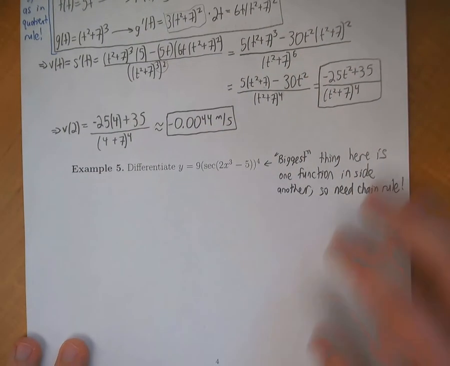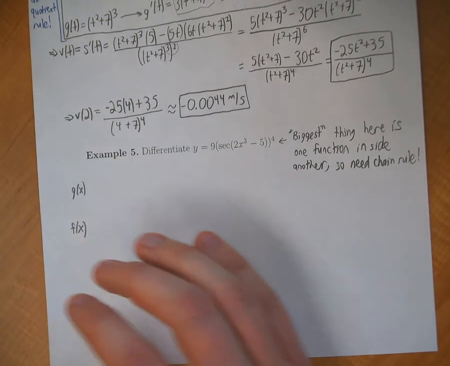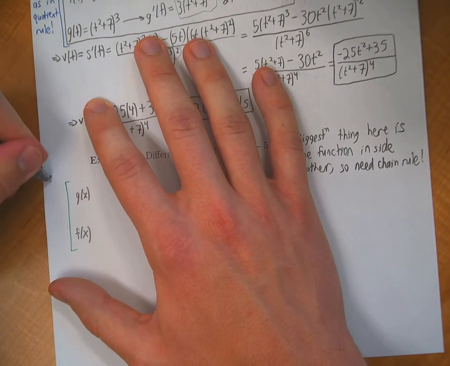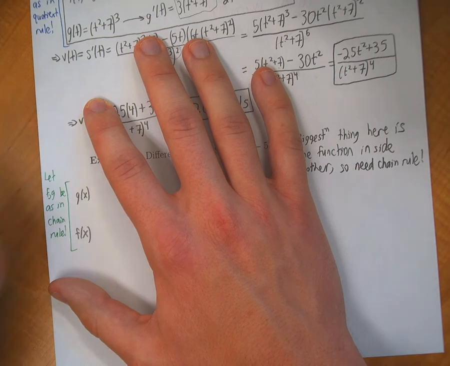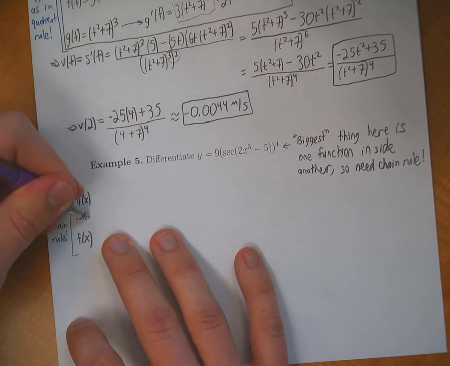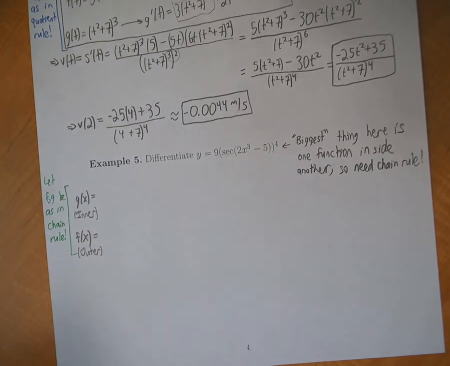So here, let's let g of x and f of x be as in chain rule. So g of x, like I said, is the inner function, and the outer function is f of x. First off, what would you want to choose as the inner function in this particular case?